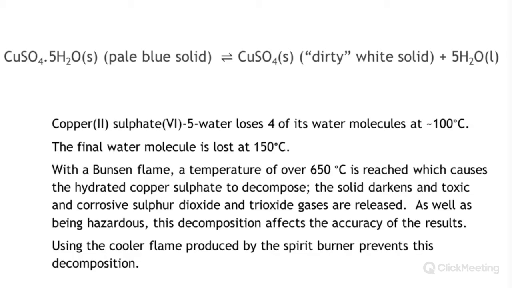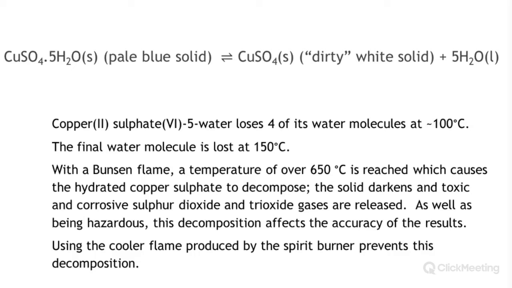The time is quicker. Copper sulfate with 5 water molecules attached loses 4 of its water molecules at a temperature of about 100 degrees Celsius, and it loses its final water molecule at 150 degrees Celsius. If you get the pupils to heat it in a crucible at very hot temperatures, at 650 degrees Celsius, this can cause the copper sulfate to decompose and release gases that you wouldn't want, like sulfur dioxide. As well as being hazardous, this decomposition can affect the accuracy of the results. So using the cooler flame of the spirit burner helps prevent this decomposition.